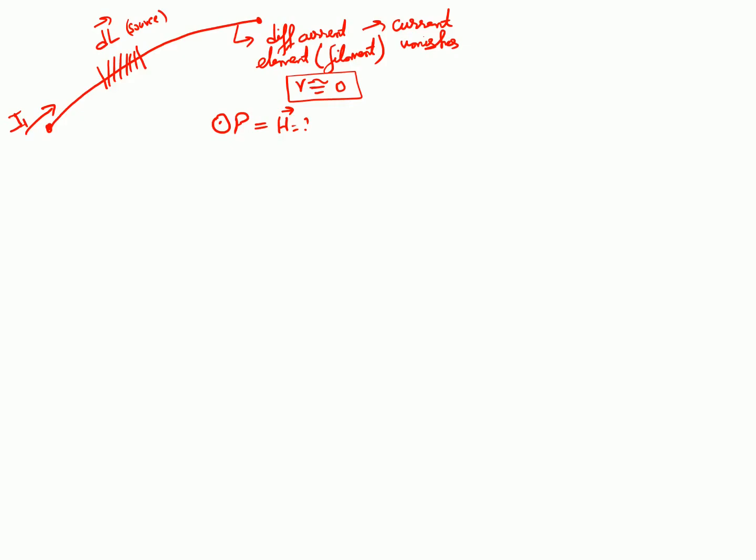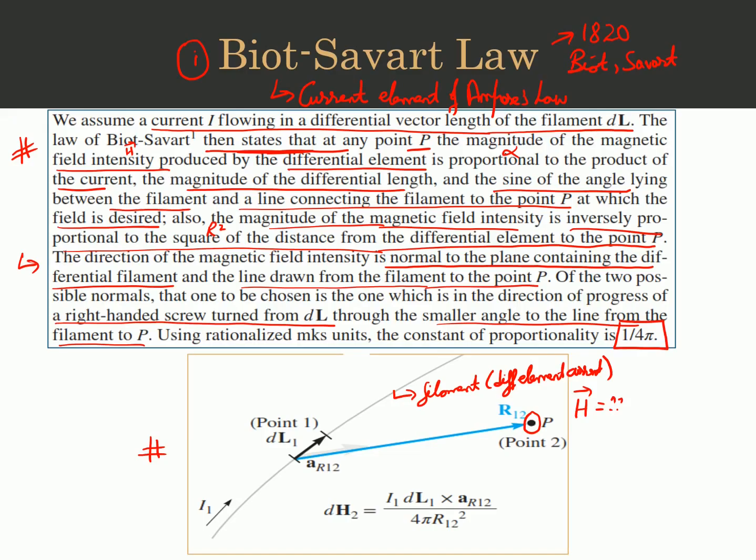So we draw an imaginary line perpendicular from the filament towards the point of interest, which is P, and we say that the distance covered by this line is represented by vector R, its component is aR. And we say that this imaginary line, which is always perpendicular, originating from the filament or the differential length or differential current element, will make an angle theta, which is sine theta over here. So this is the complete visual representation of this definition that we have seen.